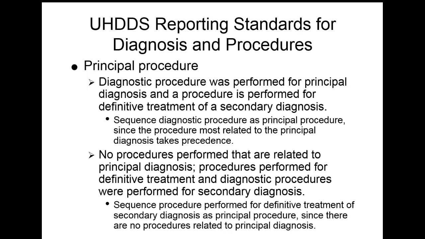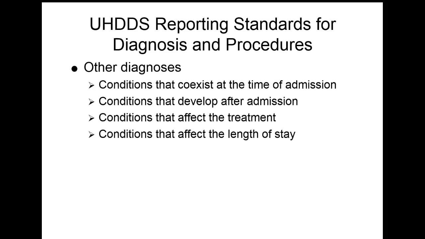In your book on page 2, it talks about selection of the principal procedure. And it tells you that these instructions should be applied for the selection of the principal procedure, and also for clarification if you have more than one procedure performed. If the procedures were performed for both a principal diagnosis and a secondary diagnosis, you're going to sequence the procedure that was the definitive treatment that is most related to the principal diagnosis as the principal procedure.